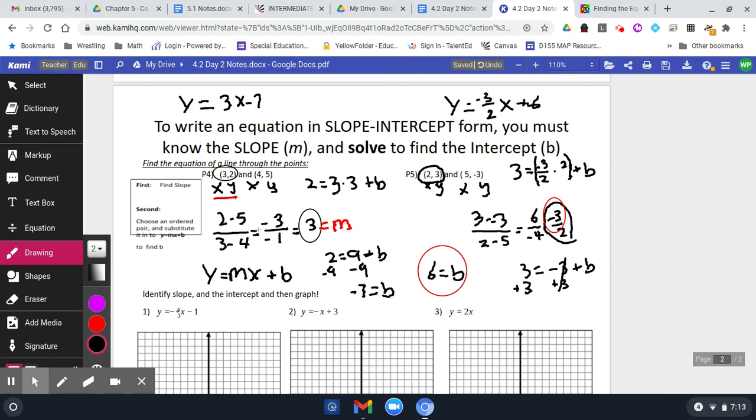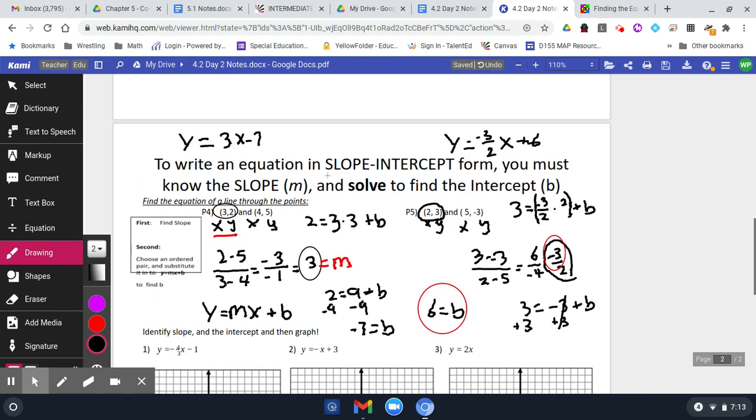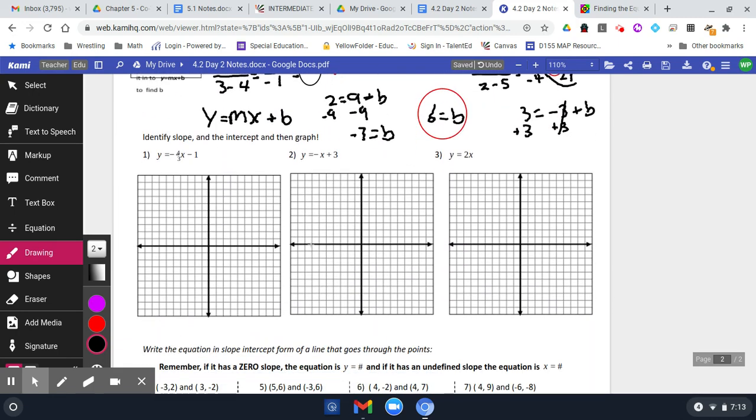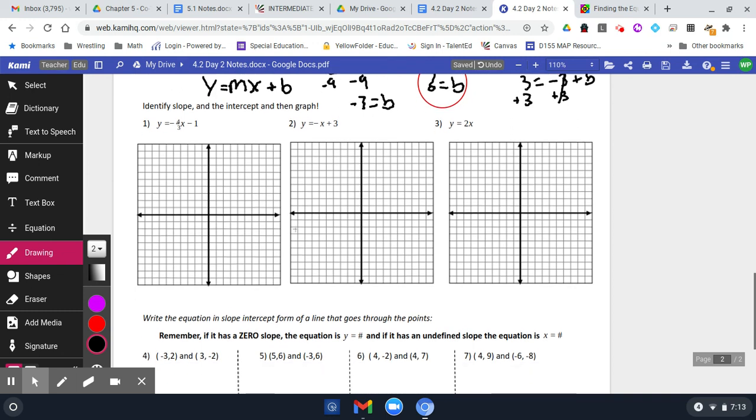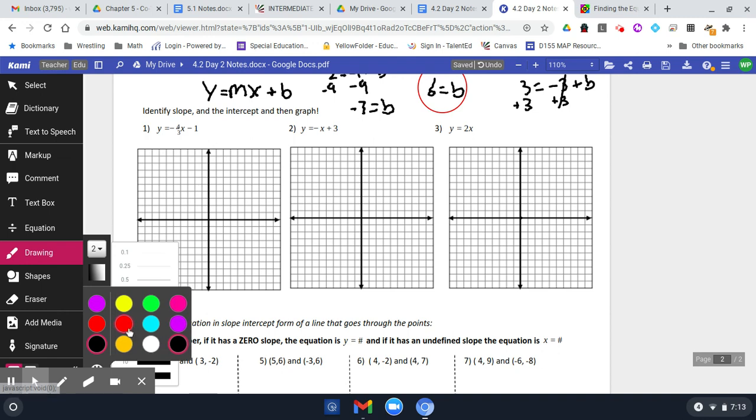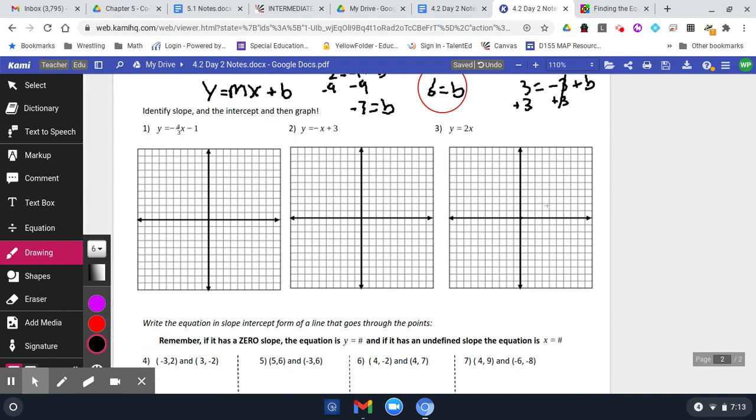Again, this actually might be a review for some of you guys, depending on what math you were in last year. So what you guys are going to do for the rest of these notes before you submit them, these notes will be worth 10 points because you have some individual work on them, is you need to graph these next 3 lines using your slope and your y-intercept. This one does not have a y-intercept, so I'll already tell you it goes through the origin like we did on day 1. So that should be your first point. Is that origin?